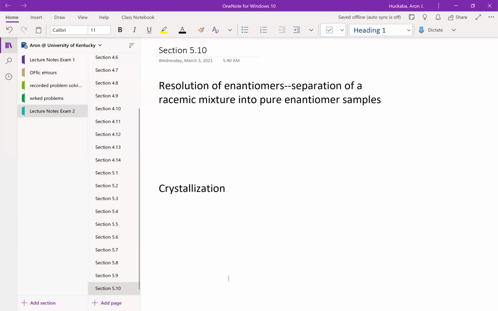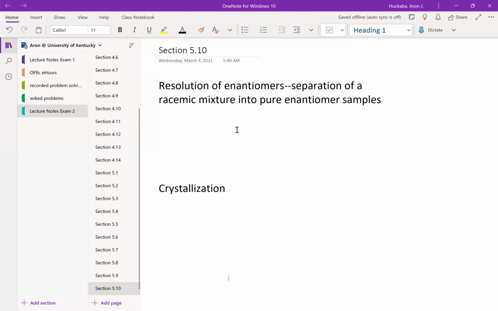Hello and welcome to 5.10, where we're going to talk a little bit about how you actually separate enantiomers from a racemic mixture into their individual parts. And this is important because there are a lot of molecules that are interesting or useful to us as humans if they are in single enantiomer samples, but as a racemic mixture, they're either useless or basically dangerous.